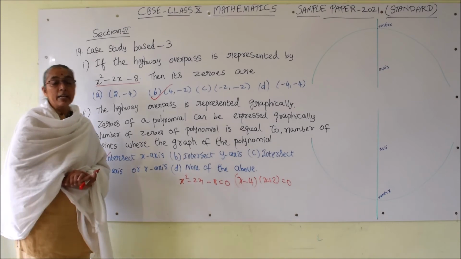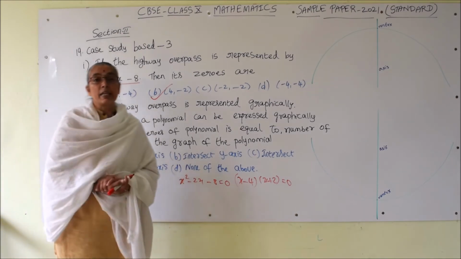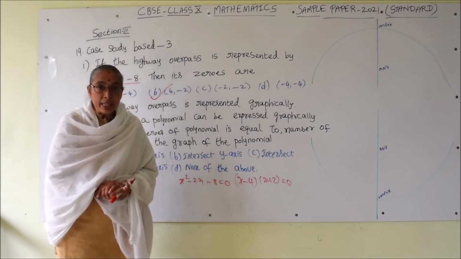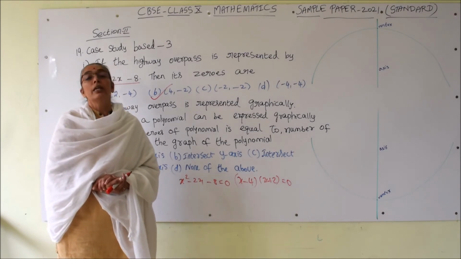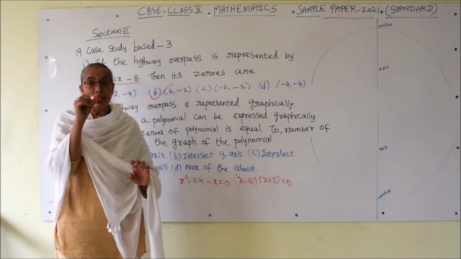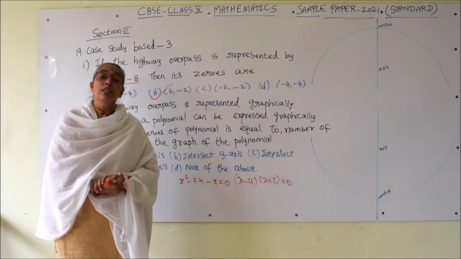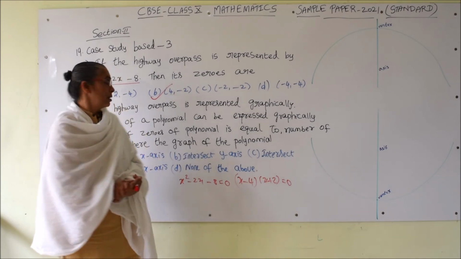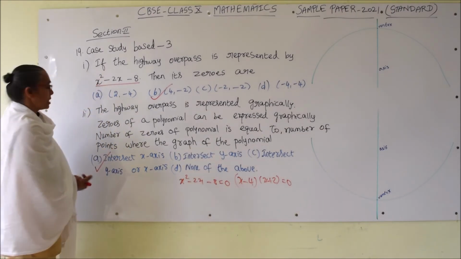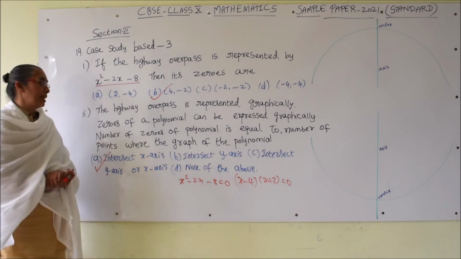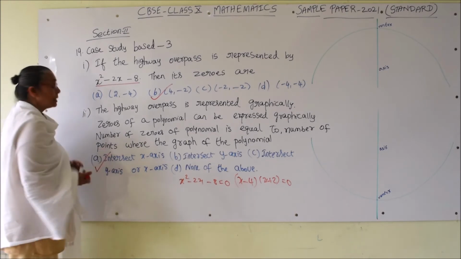If you want, you can take one simple example as a linear equation, and you can find the zero of that linear polynomial, and you can see the point where it cuts the x axis is nothing but the zero of that linear polynomial. So, the number of zeros of a polynomial is equal to the number of points where the graph of the polynomial intersects the x axis.